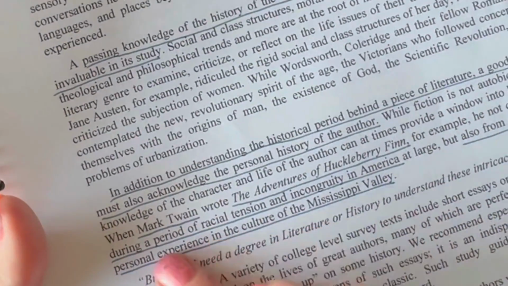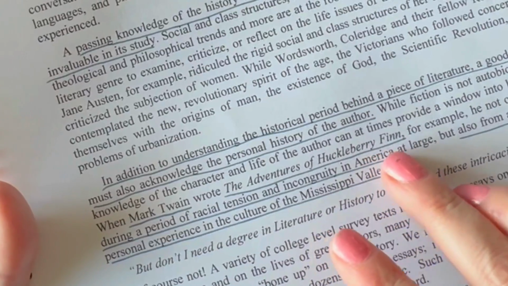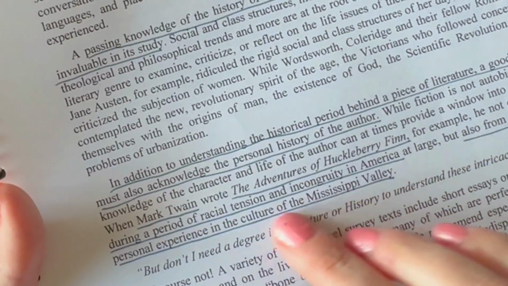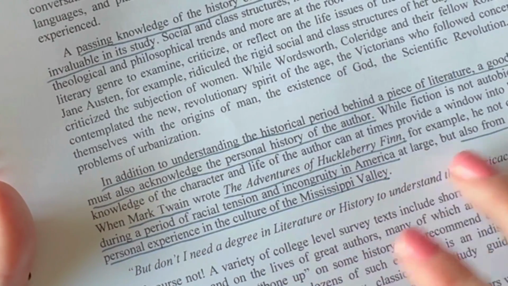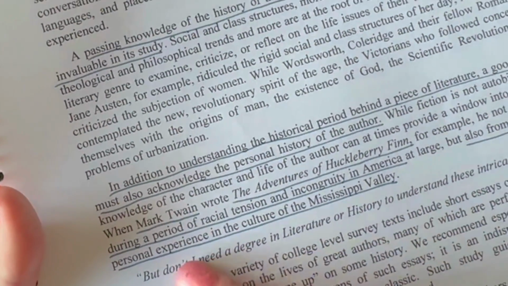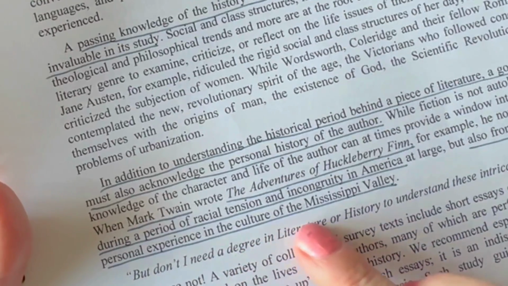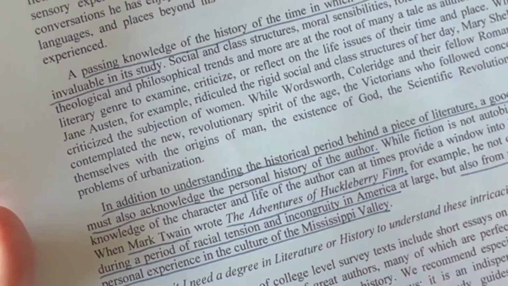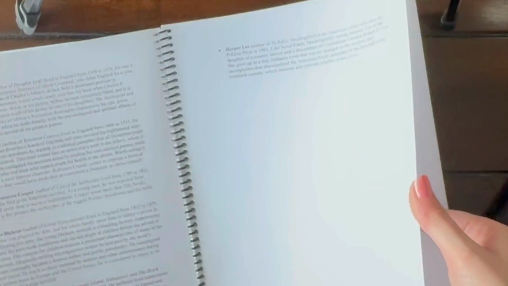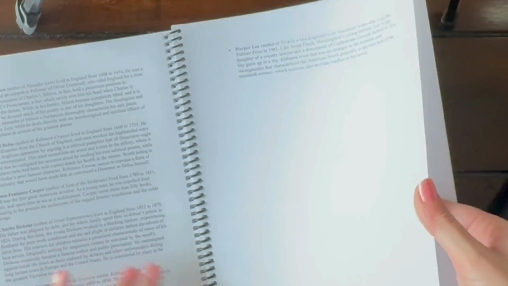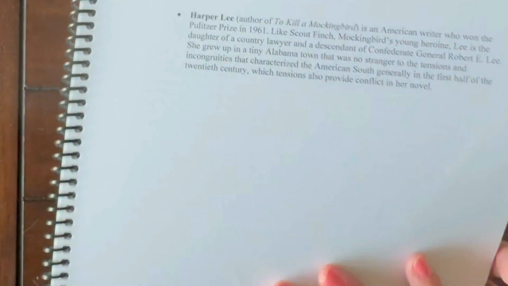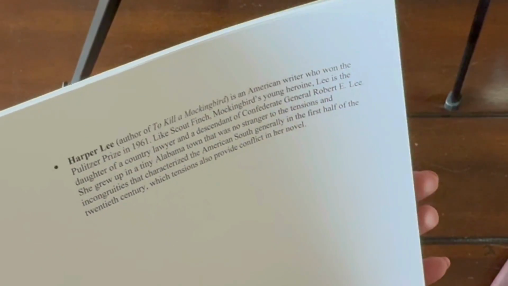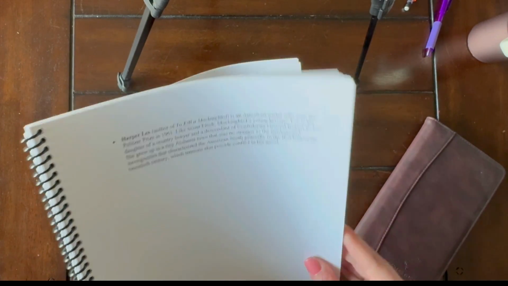So for example, it says when Mark Twain wrote The Adventures of Huck Finn, he not only wrote during a period of racial tension and incongruity in America at large, but also from a wealth of personal experience in the culture of the Mississippi Valley. So yeah, Mark Twain wrote Tom Sawyer and Huck Finn in the late 1800s. There are some famous authors in here to give you some insight; you may recognize their names and the time period that they wrote in.